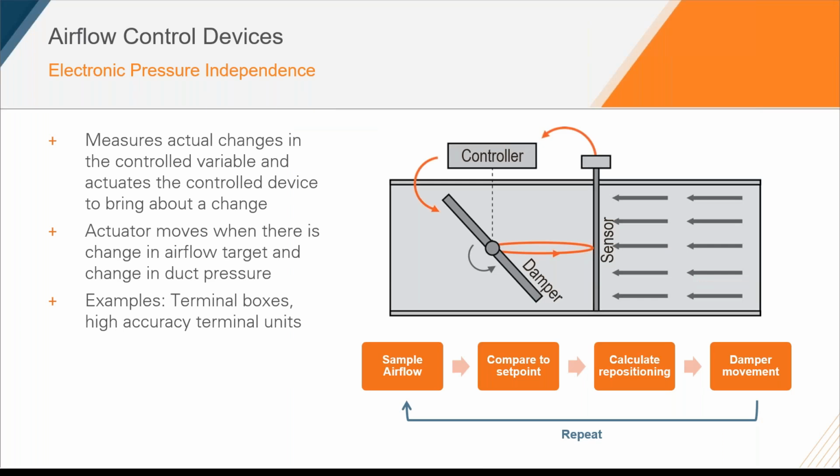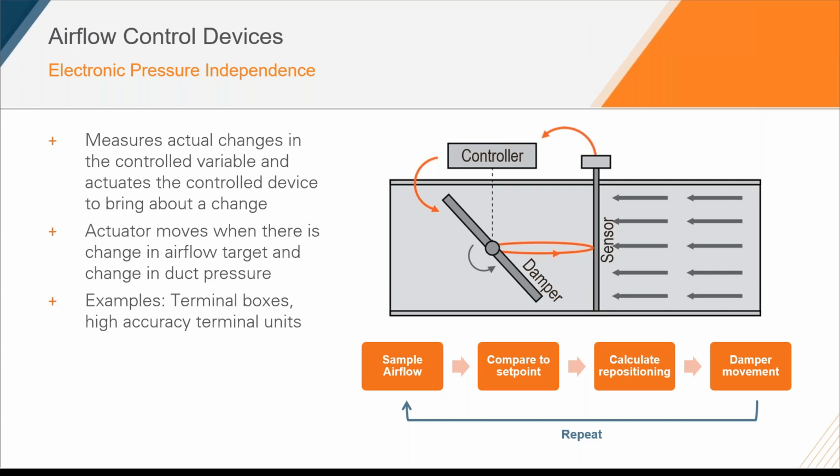So what are electronic pressure independent air valves? These are valve technologies that measure the actual changes in the controlled variable, in this case airflow, and then actuate a change in order to control that variable.